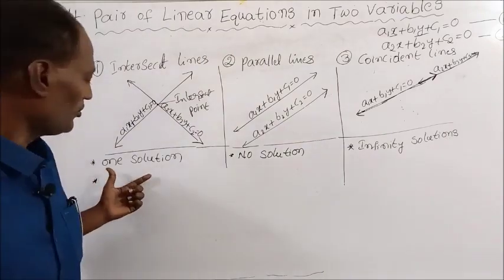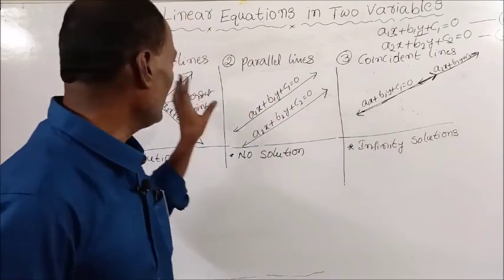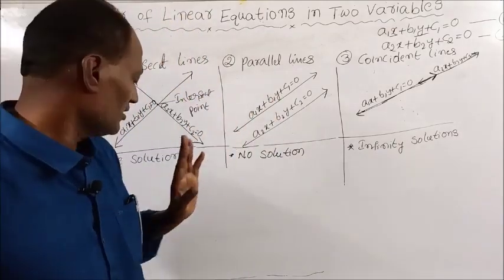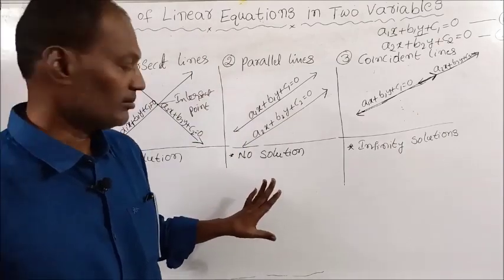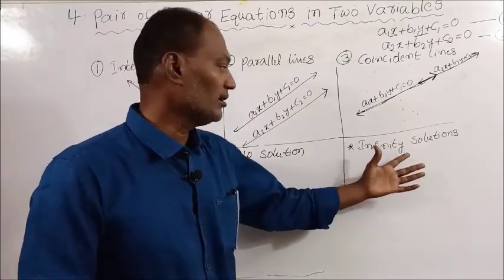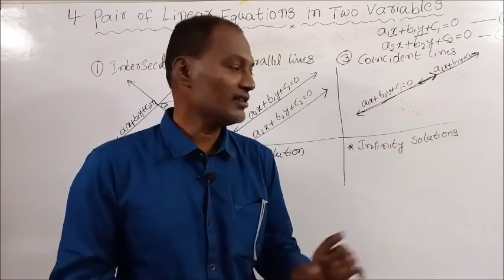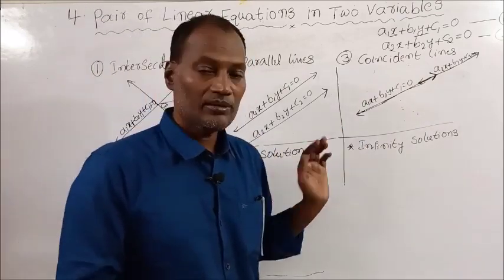This is the first point. Intersecting lines have one solution. Parallel lines have no solution. Coincident lines have infinity solutions. This is point 1. There are three important points.